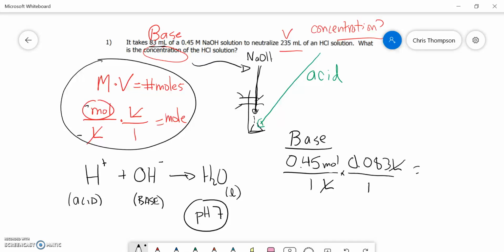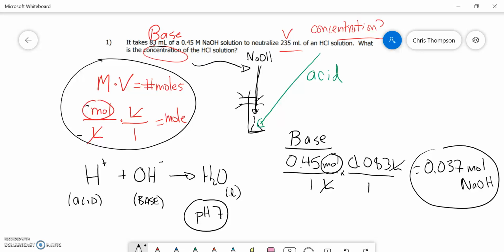So 0.45 times 0.083. You can double check this, but it's 0.037. We'll round it there. And what's the unit? Always include that. It's moles of what? It's moles of my base, which was sodium hydroxide. So I know that I've added this much sodium hydroxide in order to neutralize my acid. Excuse me, I've added this much base to neutralize my acid. That's how much it took.